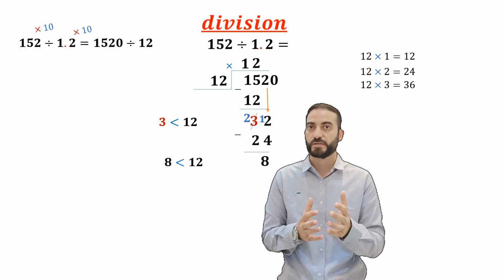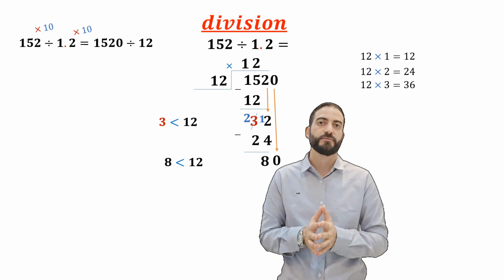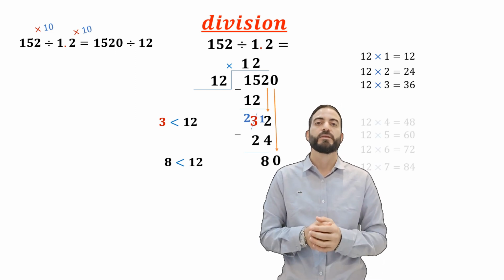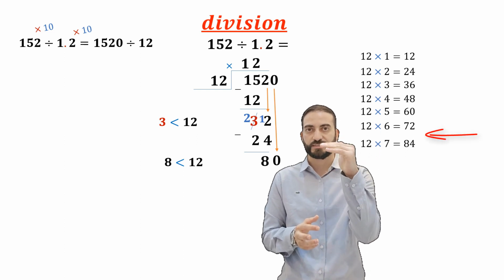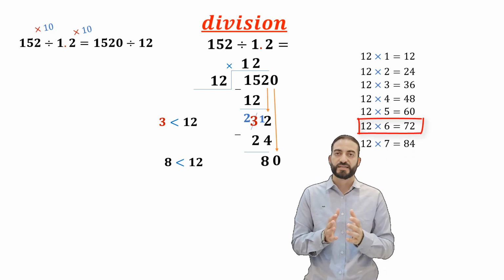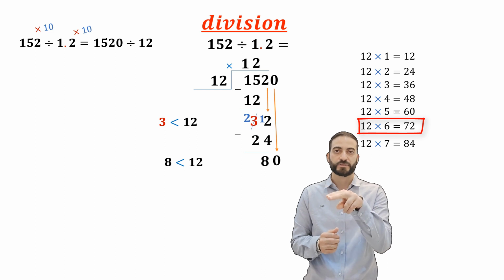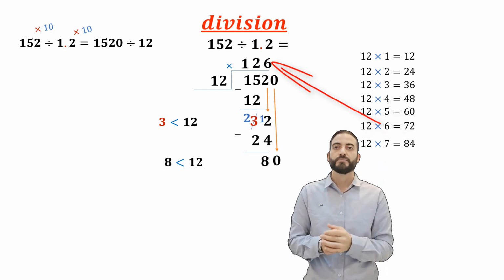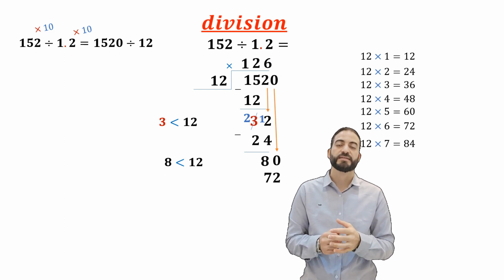Because 8 is smaller than 12, we put this 0 here and we get 80. We look for 80 here and we find it between 72 and 84. Of course, we take the smallest, so we take 12 times 6 equals 72 and write the multiplied number, the divisor, we write it here, and immediately multiply the 6 by 12 and put the answer here.